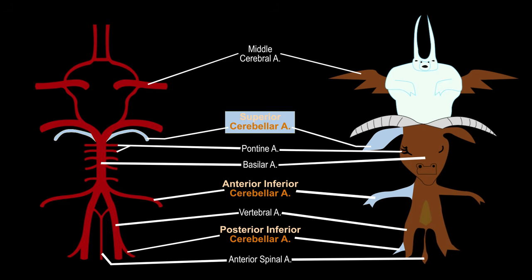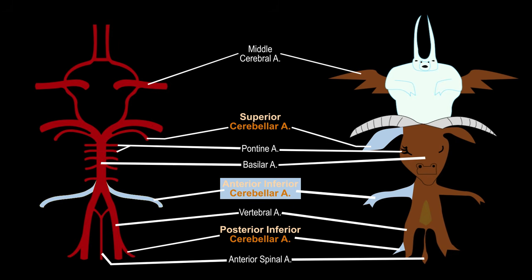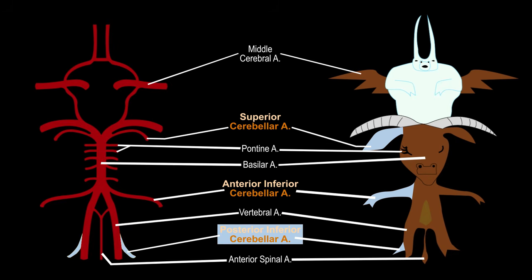The top one, represented by the cow's ear, is called the superior cerebellar artery because it's highest up. Then there are the two inferior cerebellar arteries. One is called the anterior inferior cerebellar artery because it forms the cow's anterior leg, and the other is called the posterior inferior cerebellar artery because it forms the cow's posterior hoof.